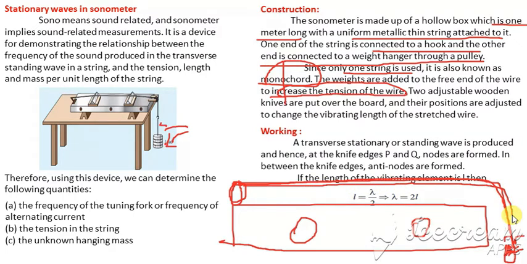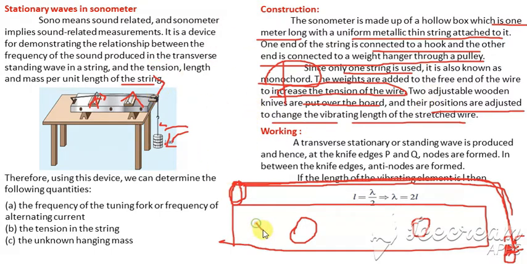Next, two adjustable wooden knife edges are put over the board. We have placed wooden knives at these two places, and their positions are adjusted to change the length. Yes, clear? So this is the construction of the sonometer.